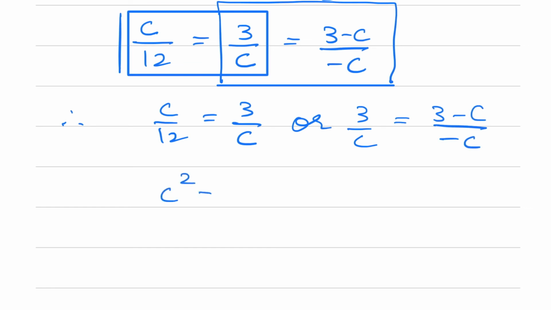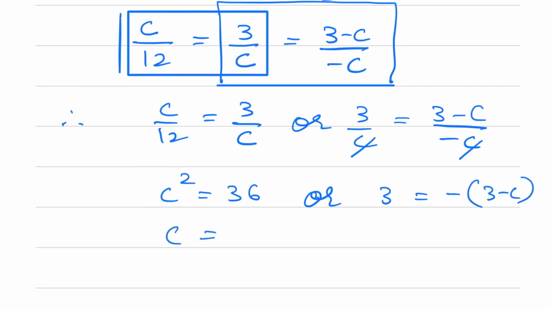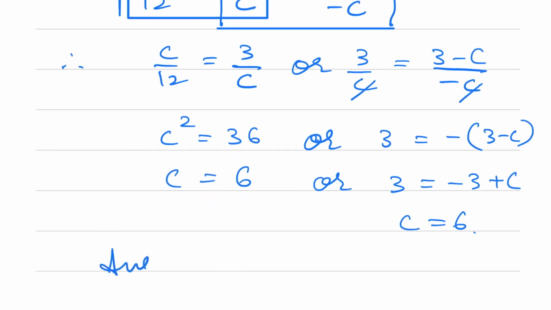Here we get C square is equal to 36 and here we get C and C will get cancelled. So we get 3 is equal to minus 3 minus C. Here C is equal to 6 and here also we get 3 is equal to minus 3 plus C. So C is equal to 6. So answer, we can write down C is equal to 6.